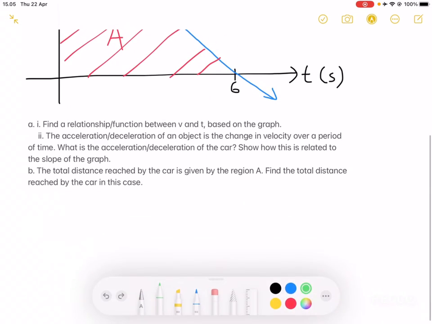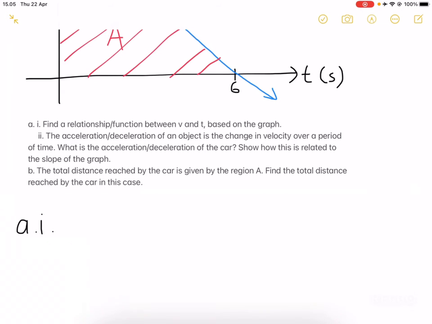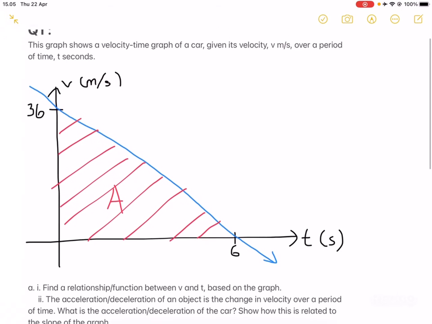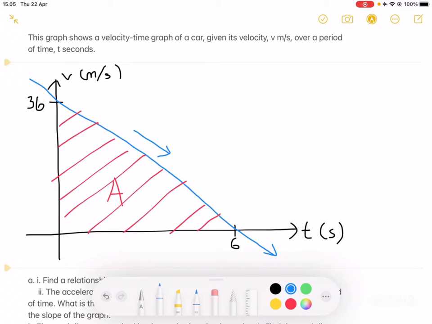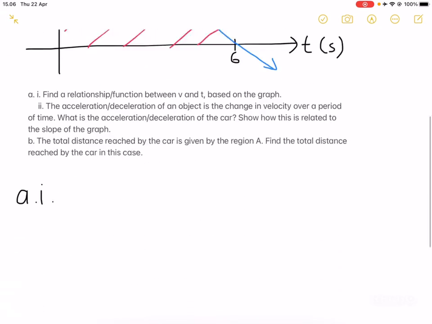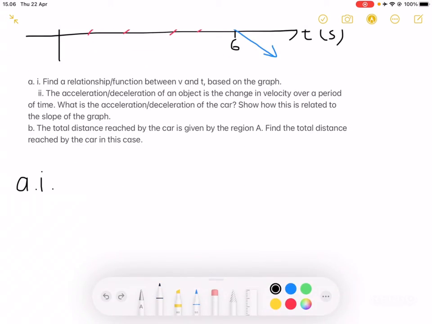Let's start with part A, finding the function. There are two main characteristics of linear functions, which are the slope, or how fast or slow it is increasing or decreasing, and the y-intercept. We found the y-intercept here, which is 36. So assuming a form of y equals mx plus 36, 36 is our y-intercept, while m is our slope, which is unknown currently.